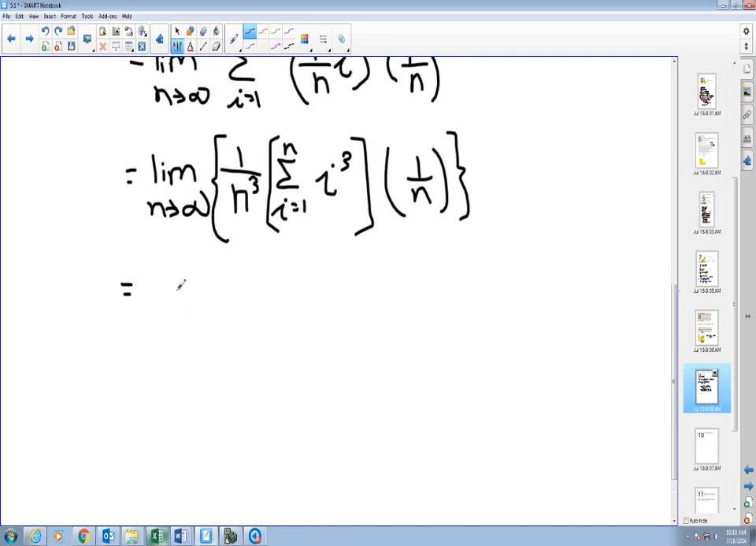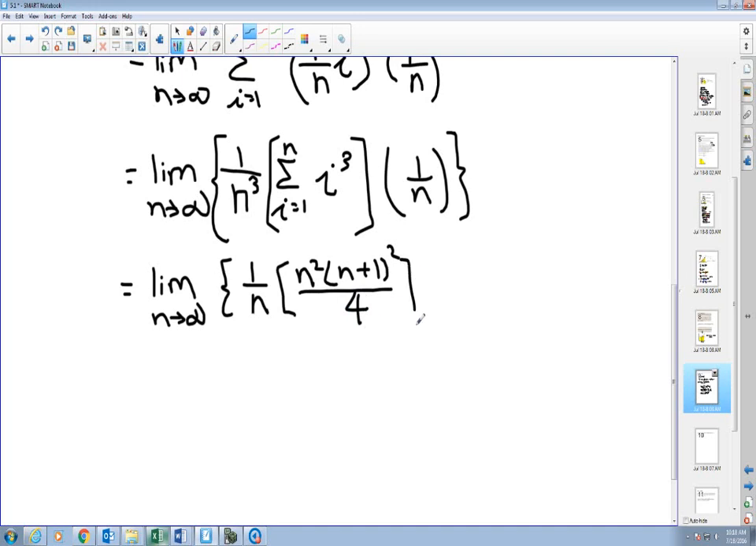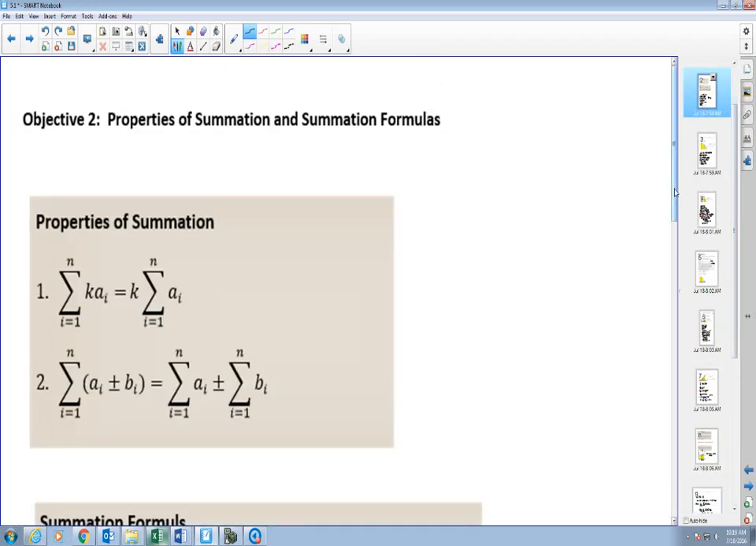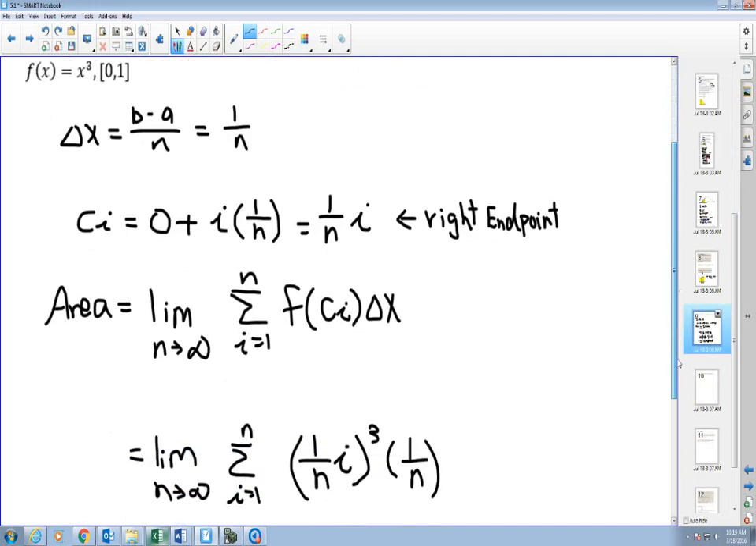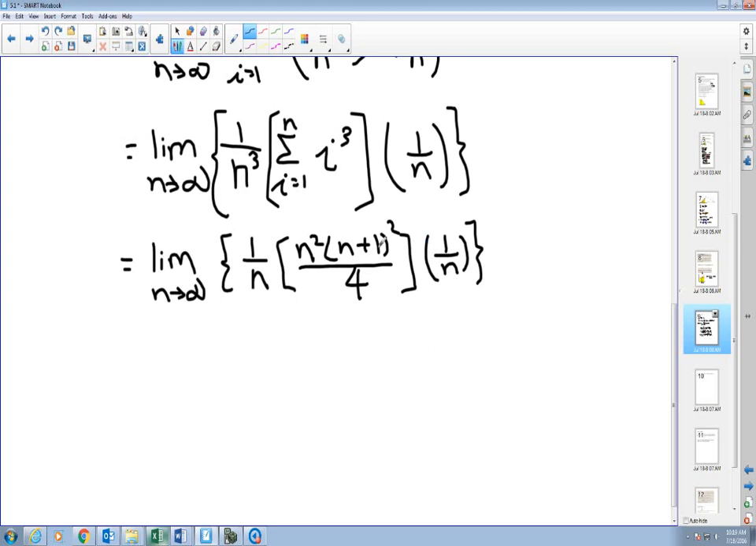Alright, so let's expand my summation here. The sum of i to the third power will eventually become n squared times n plus 1 squared over 4, times 1 over n. If we go back to that summation formula, the sum of i to the third power is n squared times n plus 1 squared over 4. So let's expand this thing here.